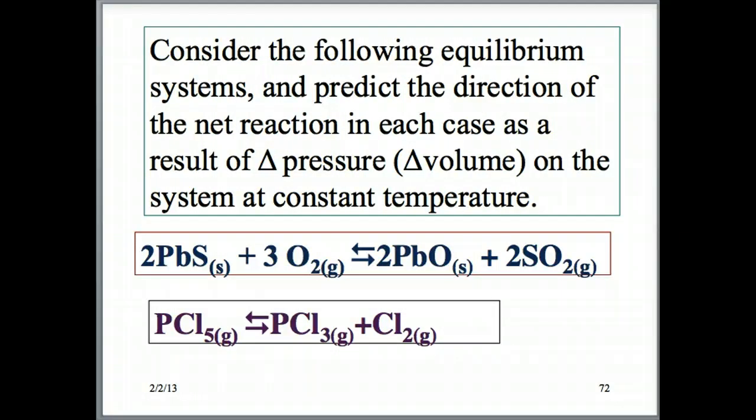Consider the following equilibrium systems and predict the direction of reaction by a change in pressure or change in volume, which are the same thing, on the system. In this case, I have 3 moles of gas versus 2. So if I add pressure, it goes forward. In this case, it's 1 mole of gas versus 2 moles of gas. So if I add pressure, it comes backwards. That's Le Chatelier's.